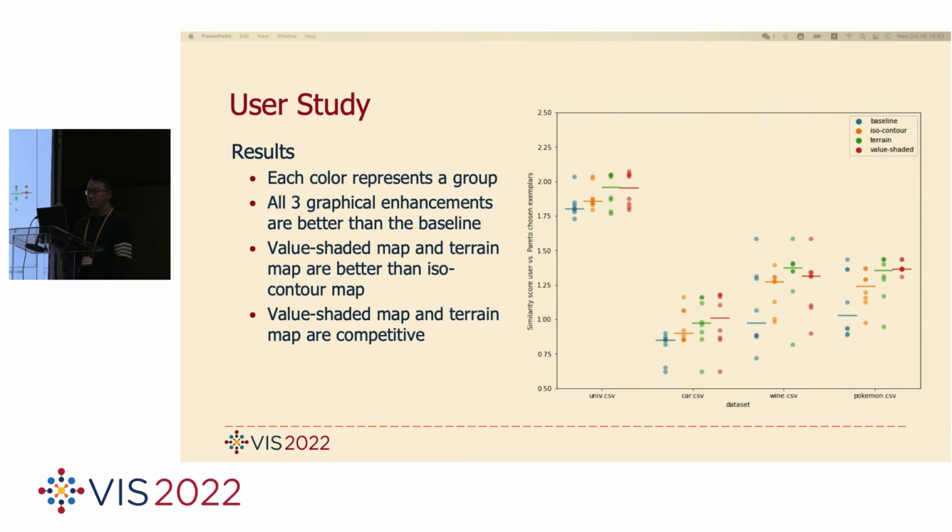So here, the final results show that all 3 graphical enhancements are better than the baseline, and the value-shaded map and terrain map are better than the ISO contour map, and the value-shaded map and the terrain map are more competitive with each other.